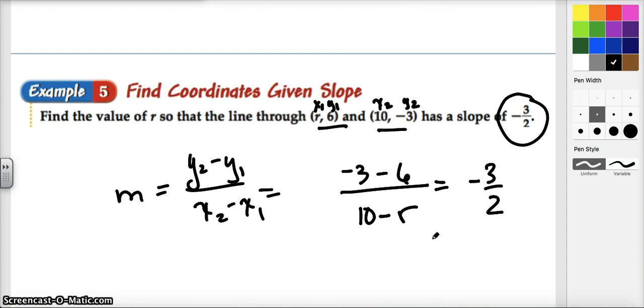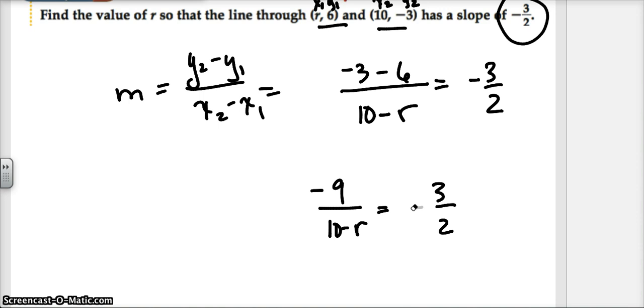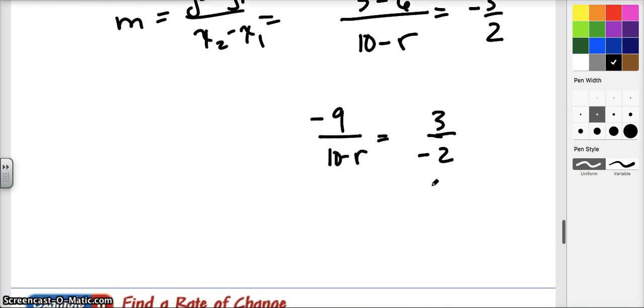Now I'm going to do as much simplification as I possibly can, because I told you this is a proportion. So I get -9 over 10 minus R is equal to -3 over 2, but it might make you feel better to place the negative somewhere. What I mean is -3 divided by a +2 is still -3/2, and 3 divided by a -2 is still -3/2. So you have a choice to place the negative where you want. I'm going to put the negative down here: -3/2 is the same as 3 over -2. All right, so now I'm going to solve it like I know how to solve proportions.